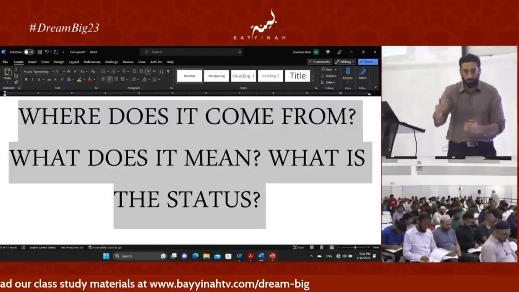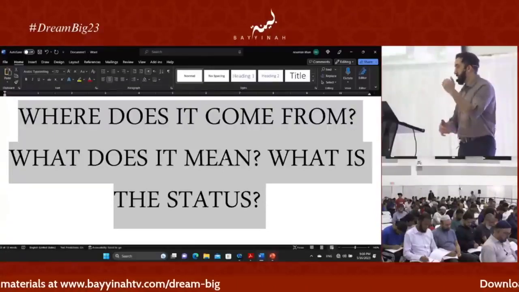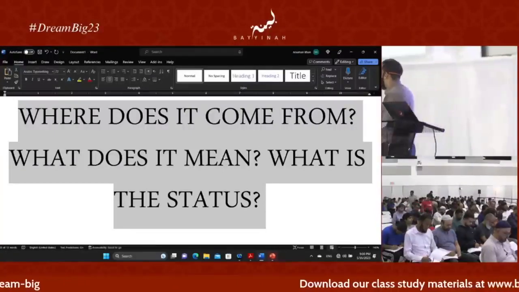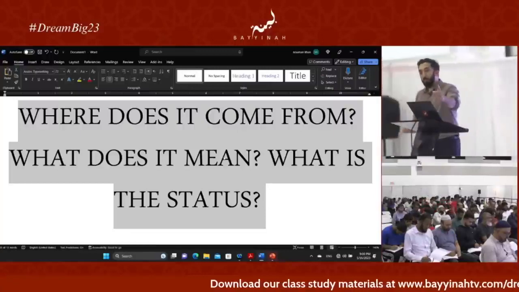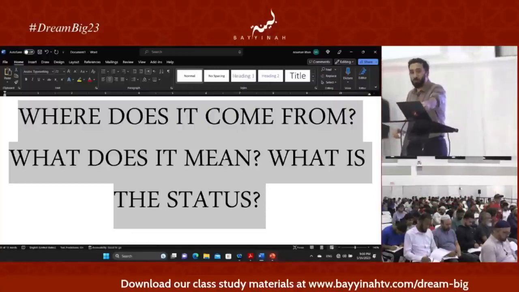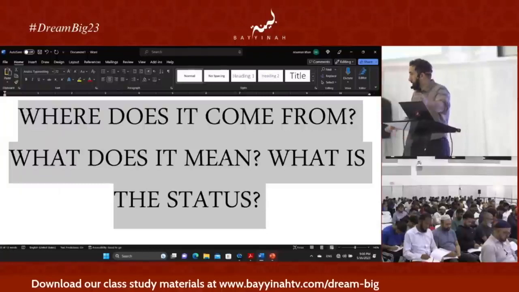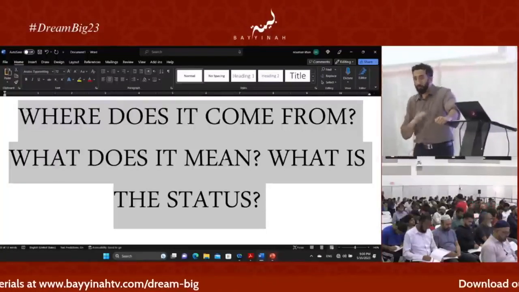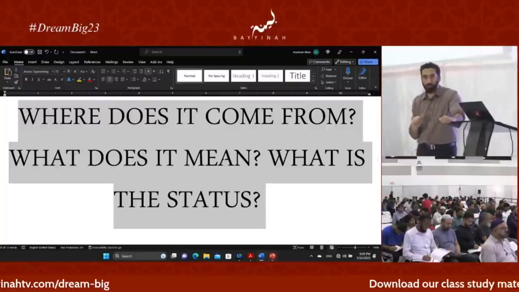Get used to this thought process. Some people skip the first step. What's the first step here? Where does it come from? So they take kum and they make it they. Very common mistake among students.